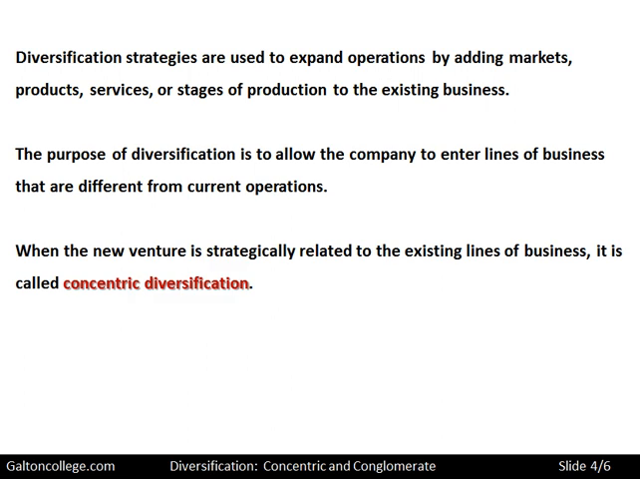When the new venture is strategically related to the existing lines of the business, this is called concentric diversification. So if it's incorporating something new into the business, but that new dimension is related to the existing lines of the business. So for example, if the company is making, let's say, cars, and it now adds some new element to the business, it now starts making cars and small commercial vehicles.